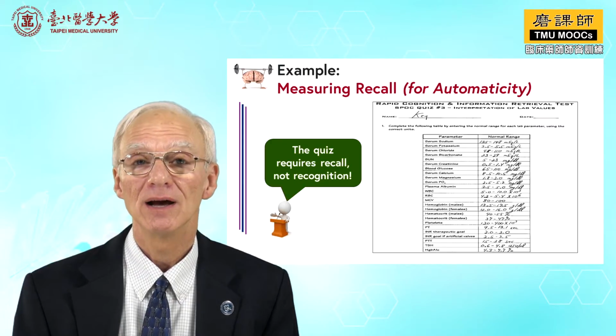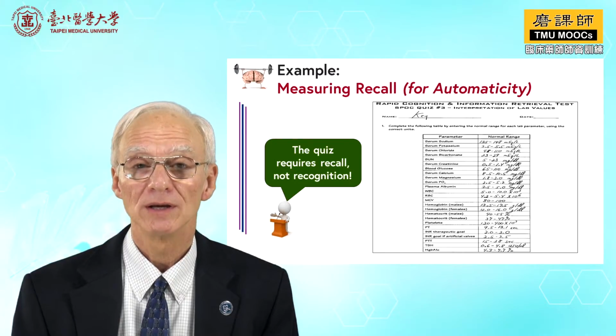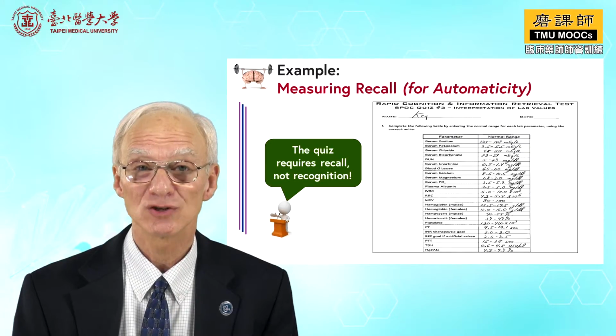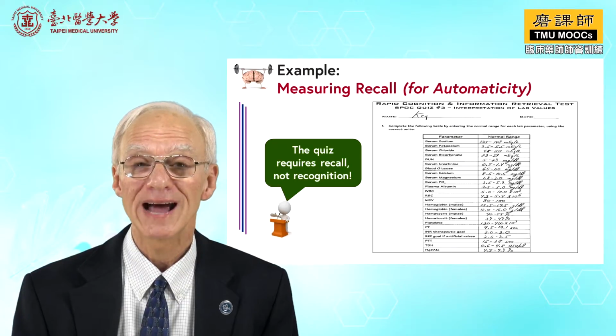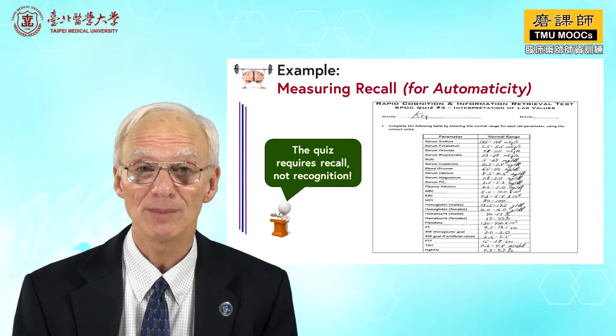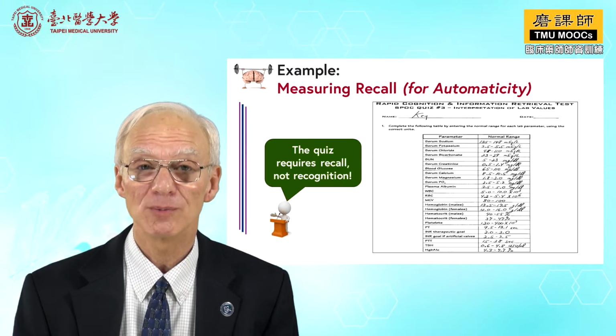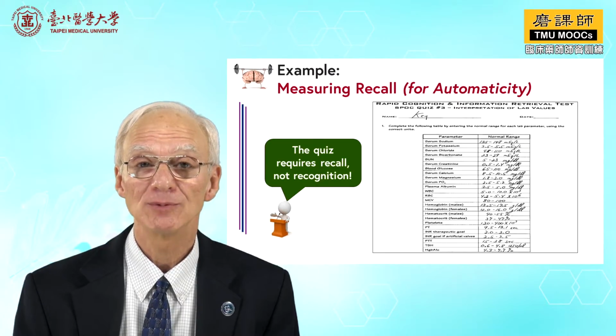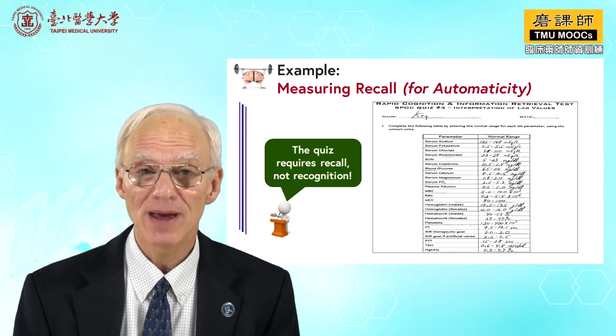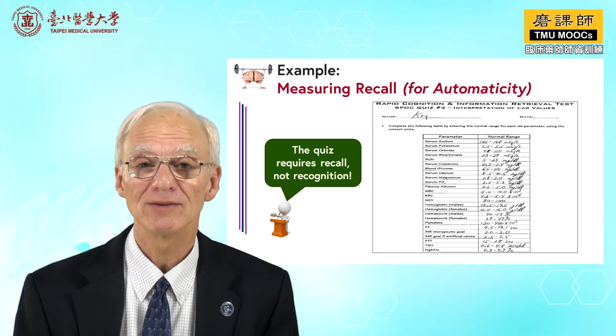Here's an example of a quiz that can be used during a rotation. This is an example of a quiz for automaticity that was discussed during session 1. If you recall, the idea of automaticity is to have students memorize the most critical facts, the most critical elements that they need to be able to recall quickly and effortlessly so they can apply the information rather than struggling to remember it.